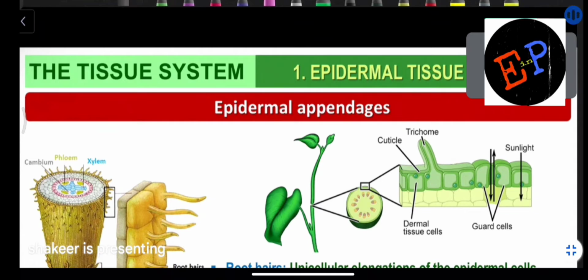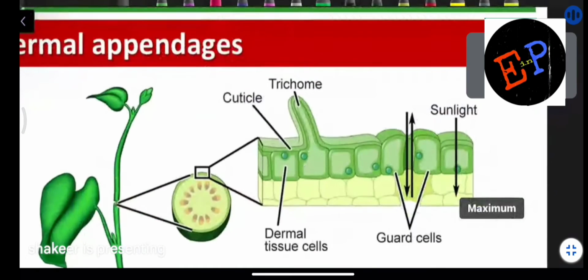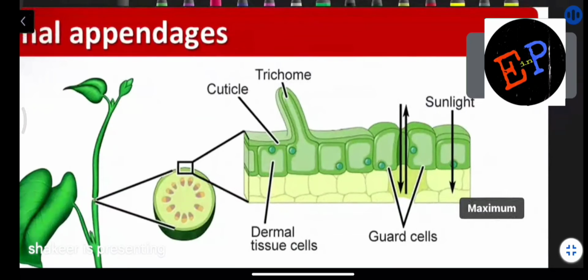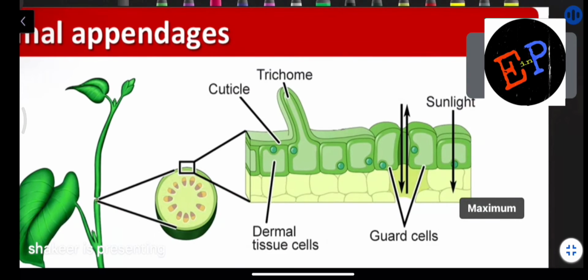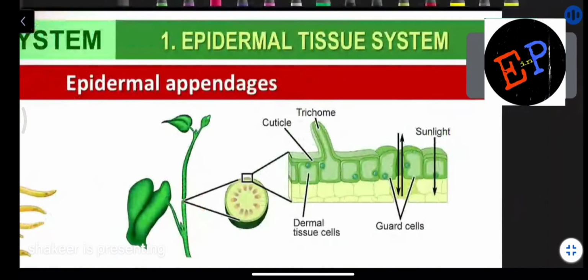So root hairs are there, and on the stem of the plant you can see some outgrowths, no? So they are called trichomes. Generally when these appendages are present on the roots, they are called root hairs, and when the same appendages are present on the stems, they are called trichomes. Outgrowths, extra growths which are happening on the stem and the roots, are called appendages. Clear? So here you are able to see these trichomes, no? So they are also appendages. Clear? So trichomes present on the stem and the hairs present on the roots are called epidermal appendages. Clear?